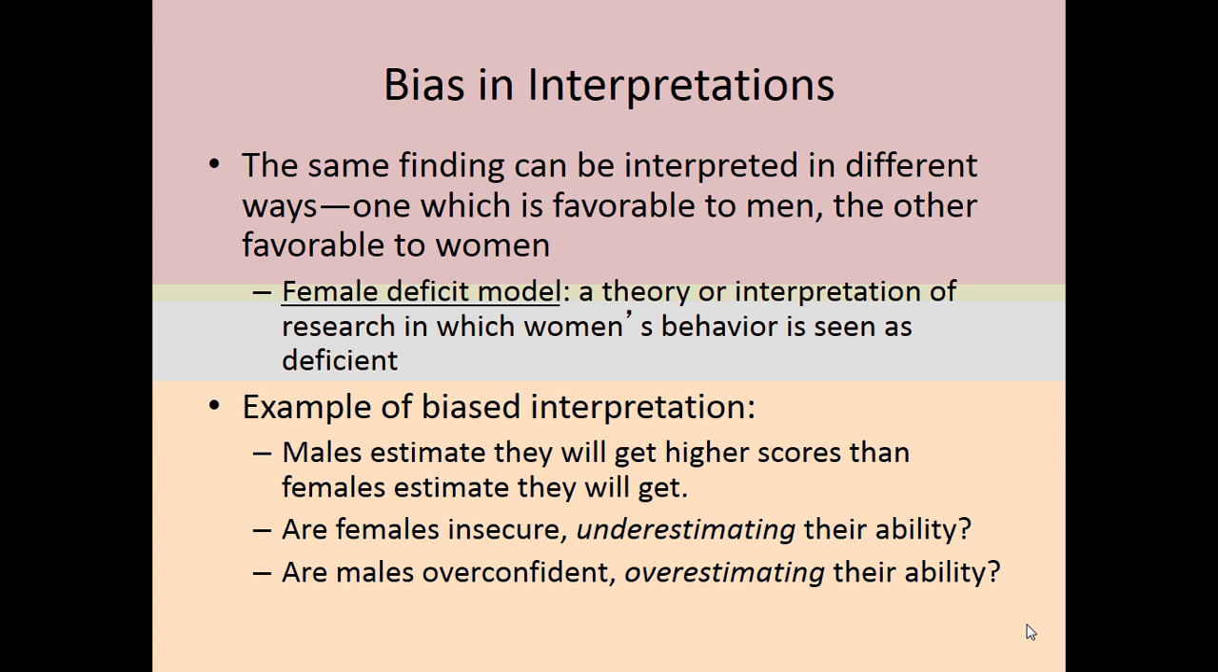Bias can also affect the interpretations of data. So one thing we find often is that certain interpretations are based on this female deficit model. So, for example, males estimate that they will get higher scores than females estimate they will get. If you go to give an entire group of people a math test, for example, and you ask the males, estimate how well you think you'll do on this math test. You ask the females, estimate how well you'll do on this math test. Women consistently underestimate their abilities. So how do you interpret this? Are females insecure that they're underestimating their ability, or are males overconfident, overestimating their ability? Often they look at it through this female deficit model and look at the deficiencies in the females and use that as their interpretation.